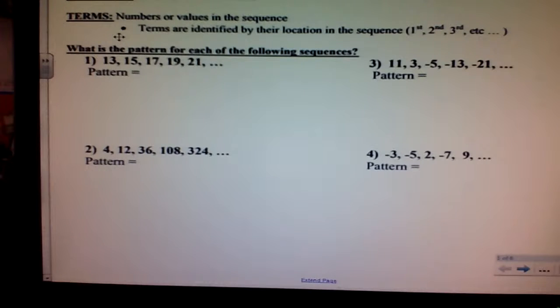So, in this chapter, we're looking at an ordered list of numbers. That is all the sequences. I've taken some numbers and I put them in order. There's a sequence. Yay, me! So, terms. The terms of the numbers are the values in the sequence. And terms are identified by their location. So, if you take a look at number 1, 13 is A sub 1. It's the first term in your sequence.